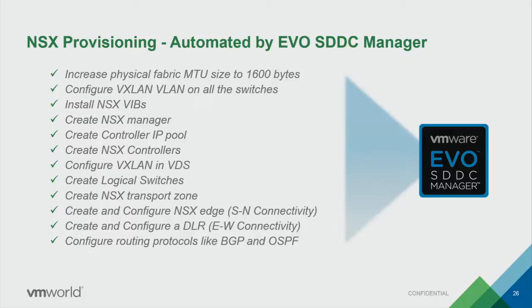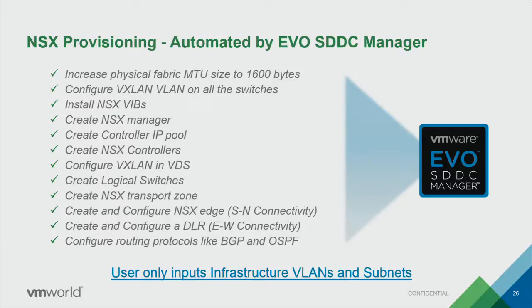Configuring this takes time. It has to be configured on all the interfaces and all switches wherever this packet traverses. And it could be error prone. And the same is the case with some of the other tasks, right? Creating an NSX controller, creating logical switches, or configuring protocols like BGP and OSPF. Evo STDC automates all these tasks. All the user has to do is input the infrastructure VLANs and the subnets, and we will do the rest.